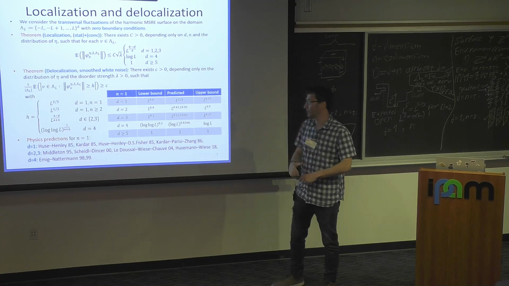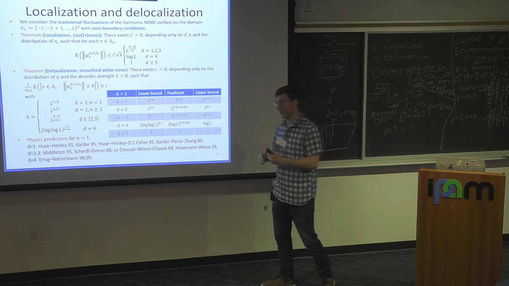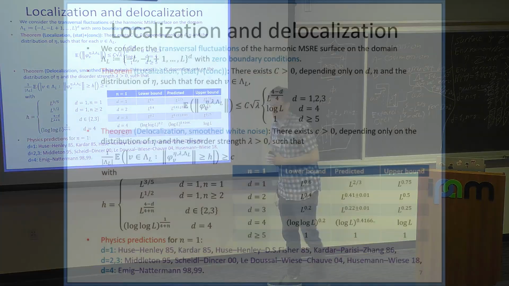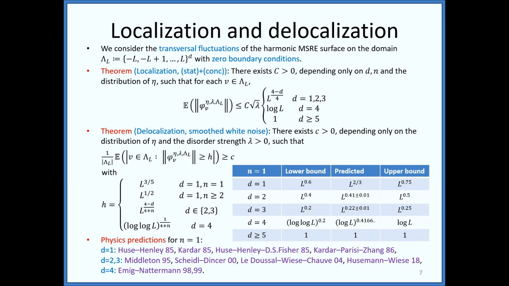It is unknown, but we are at least able to justify that they're always at least square root L. So we still do not resolve the physics problem, but maybe we get the closest, so maybe there is a chance. And these are some references from the physics literature. So these are our results on the localization and delocalization of surfaces.